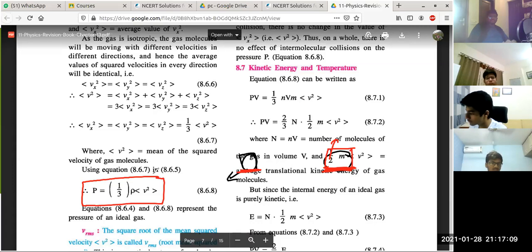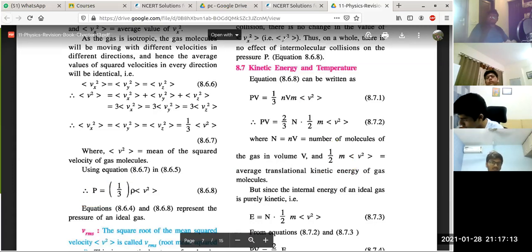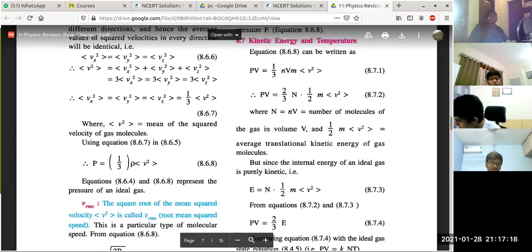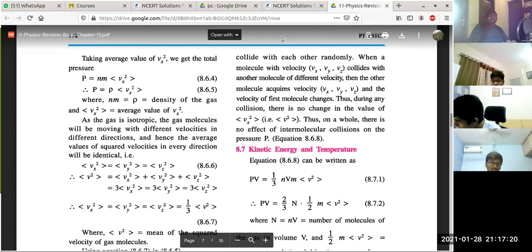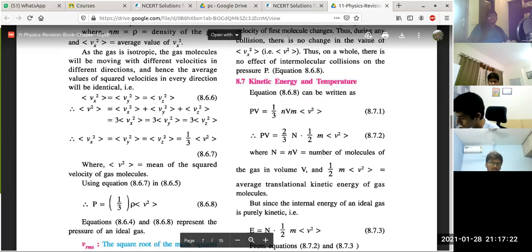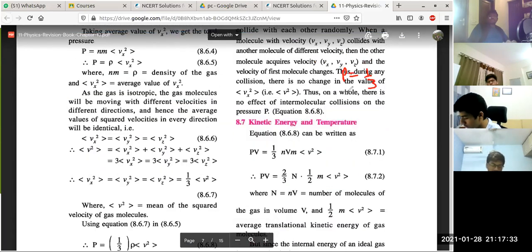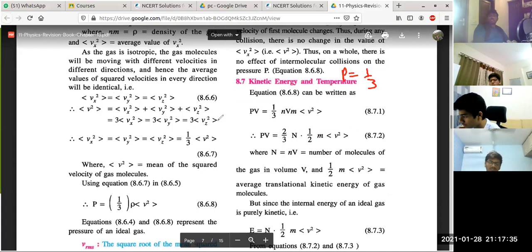Again, same, right side is micro and left is macro. Correct. Now you can write kinetic energy. See, pressure was one third of rho v squared, right? This v is velocity, right?